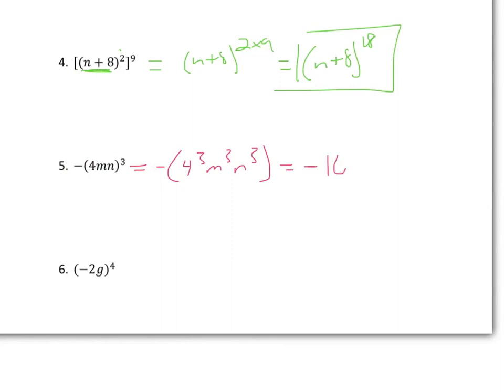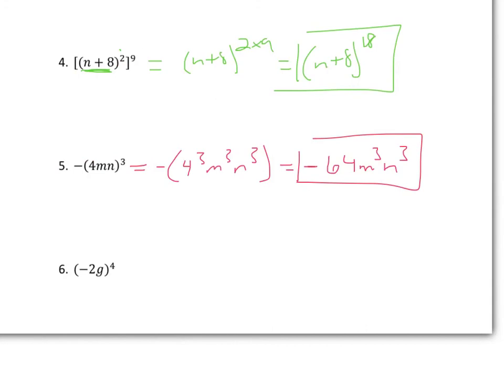So we'll have negative, oh, not 16, 64. Whoops. Negative 64, m to the 3rd, n to the 3rd. That's our final answer. Okay, and last problem here.